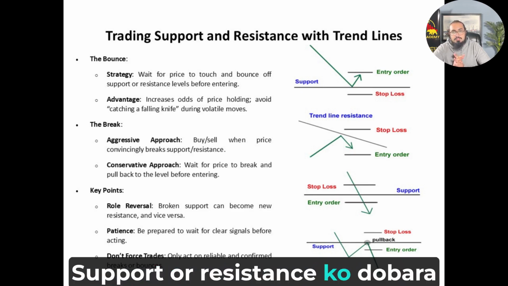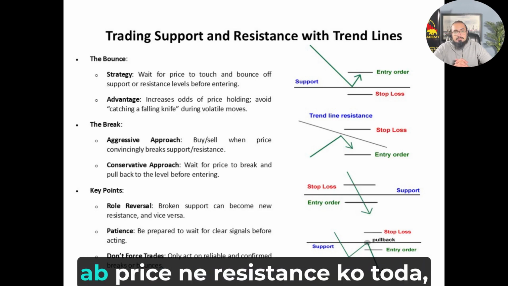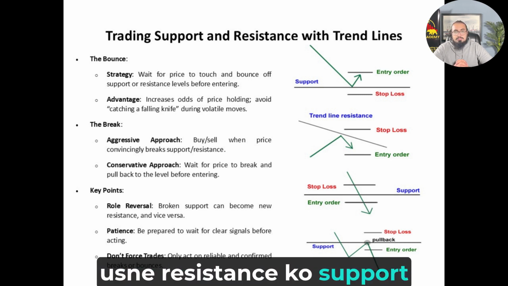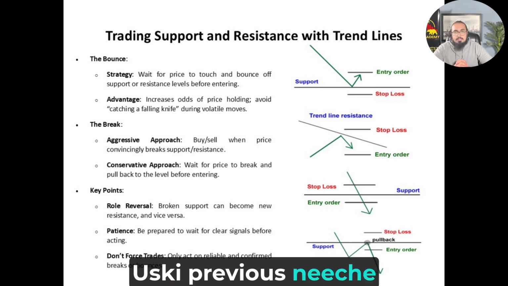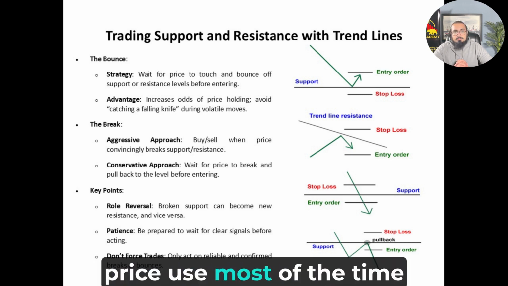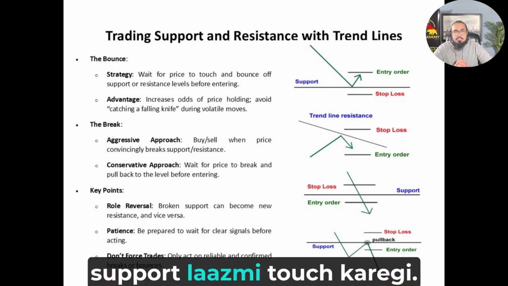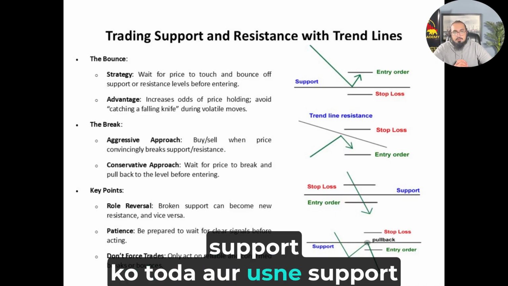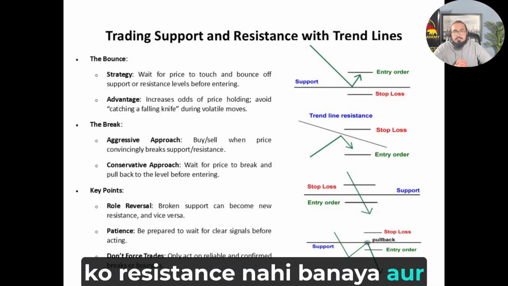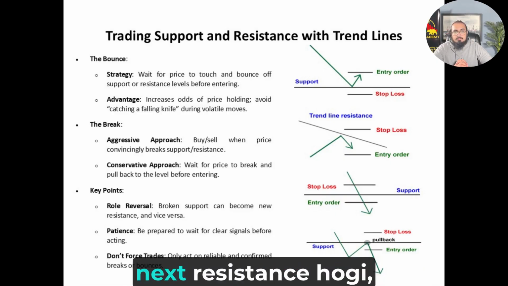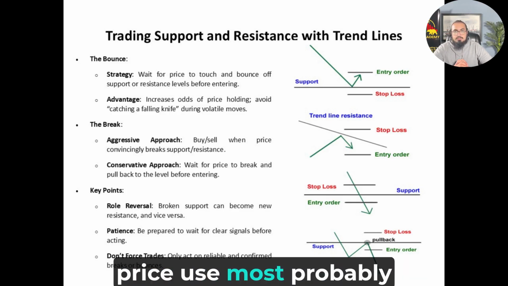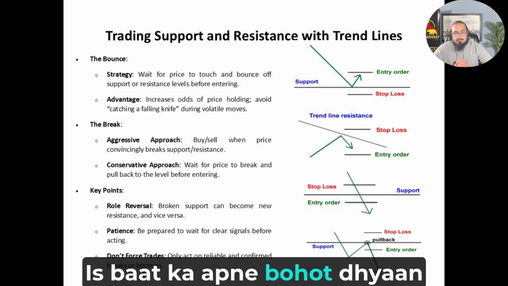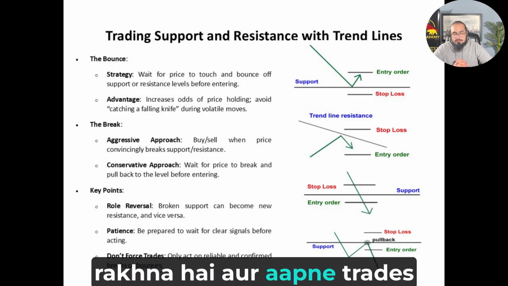For example, now the price has broken the resistance, the price came back. It did not turn that resistance into support. So the previous lower support will most likely be touched by the price. Similarly, if the price breaks a support and does not make it a resistance, then it will most probably touch its previous next resistance. You need to keep this in mind.